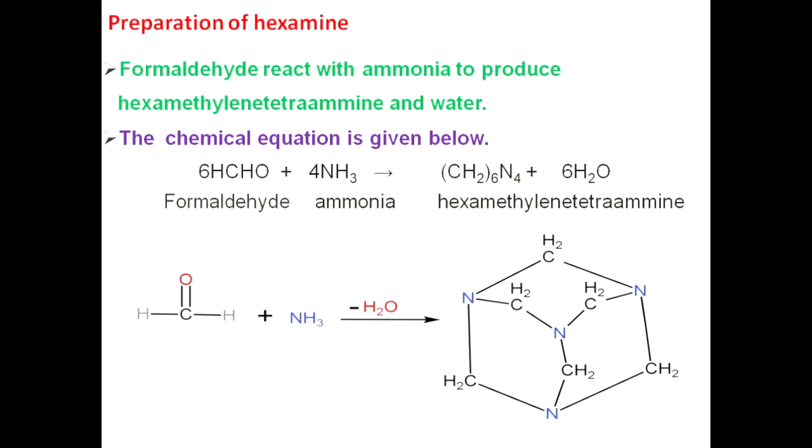Now, the chemical equation for this reaction: 6 molecules of formaldehyde react with 4 molecules of ammonia to give hexamethylene tetramine, or hexamine, and 6 molecules of water. Here we have the formaldehyde structure, the ammonia structure, dehydration, and this is the hexamine or urotropine. So this is hexamethylene tetramine.